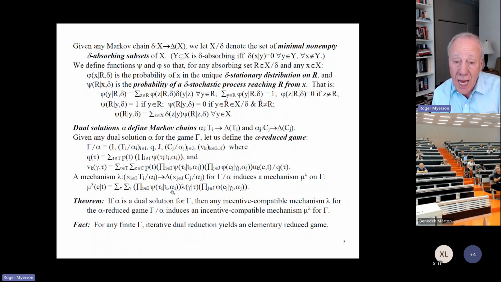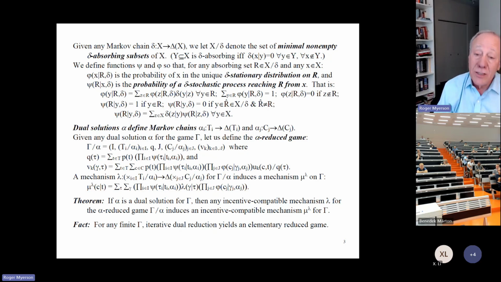This product of psi's gives us the probability that the senders are going to, under this contrived alpha forgetting, forget the detailed information of types and only remember their reduced type. Then, given that recommendation, the mediator is going to recommend the gamma reduced actions, and then the receivers are independently going to play their stationary distributions on the reduced actions that have been designated for them. And now the big result is that if lambda is incentive compatible in the reduced game, then mu lambda is also incentive compatible for the original game.